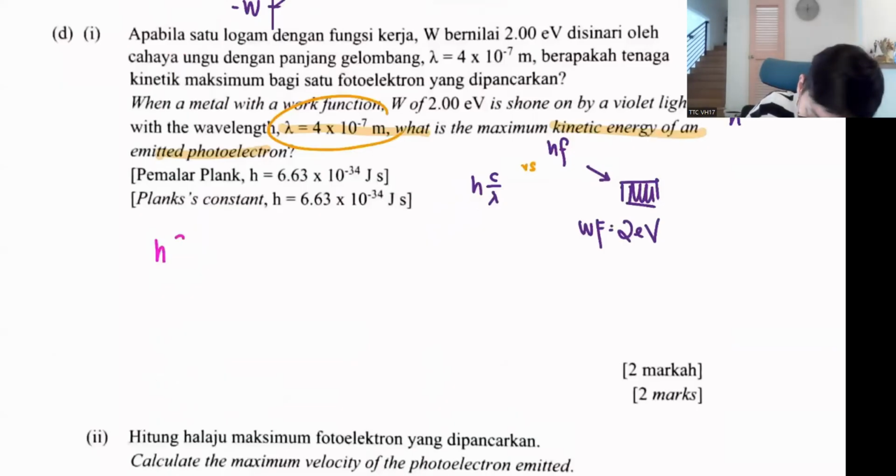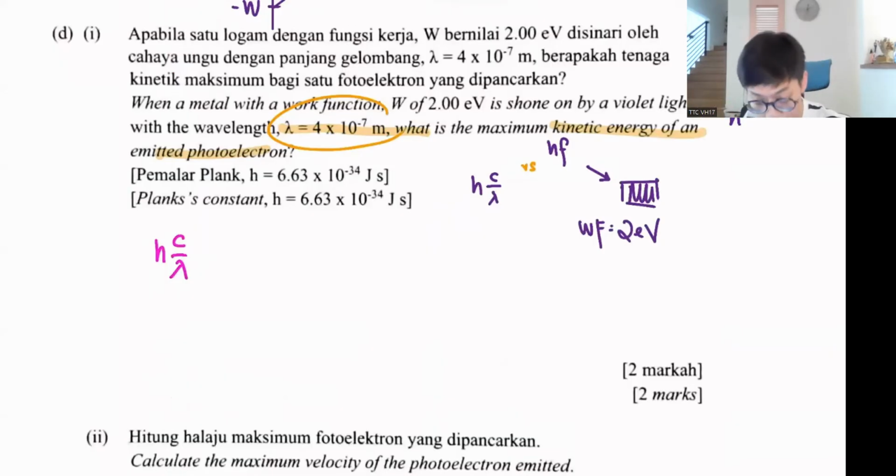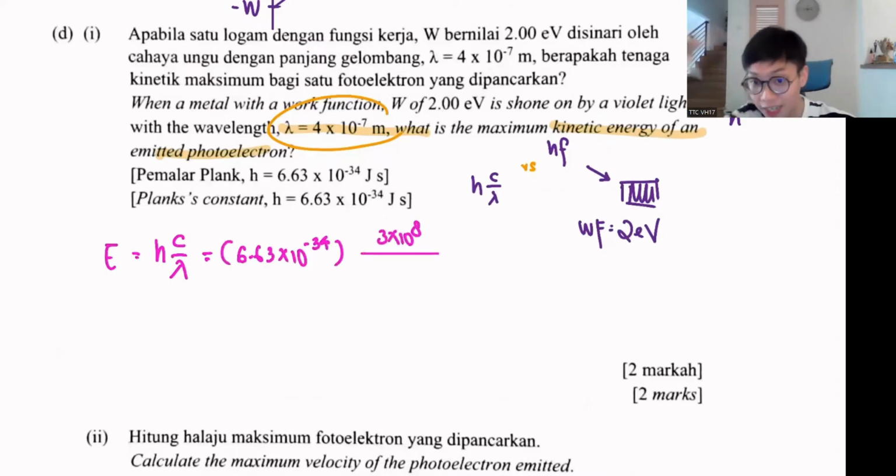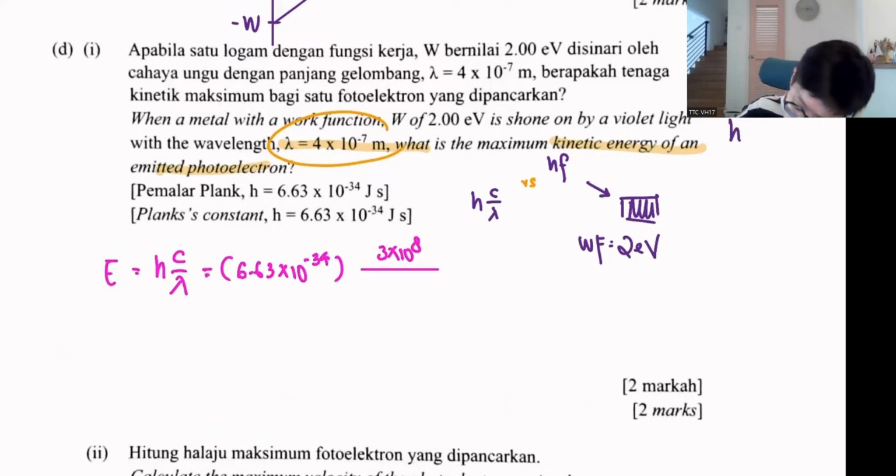So here we've got hc over lambda. This is what I want to settle first. This is my energy, hc over lambda. So my Planck constant is 6.63 times 10 to the power of -34. The speed of light is 3 times 10 to the power of 8. Just now it was in front, get ready. So now the lambda is 4 times 10 to the power of -7.